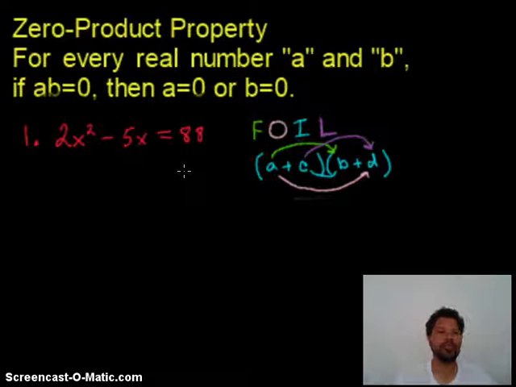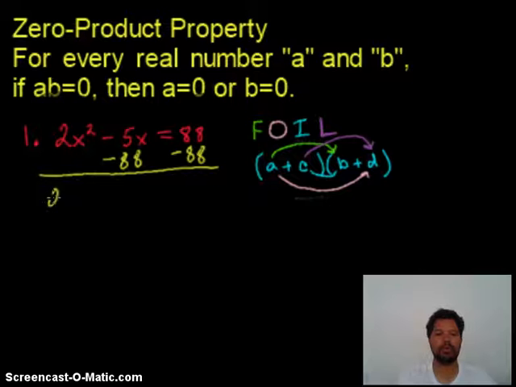quadratic form. So what we're going to do first is go ahead and put it into our quadratic form by subtracting the 88 from both sides so that we can have an equation that equals 0. So that is our very first step here, is to rewrite this quadratic equation into its standard form. So we end up with 2x squared. Here the 5x and the 88 are not like terms, so I'm just going to keep writing the minus 5x, and then minus 88 equals 0.